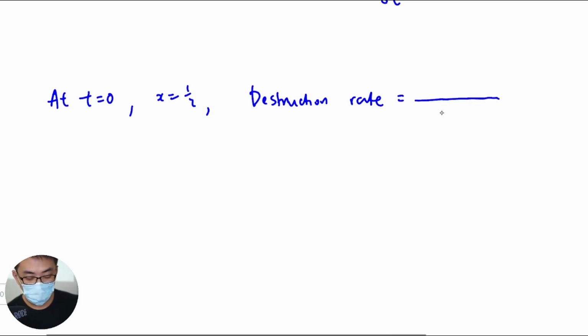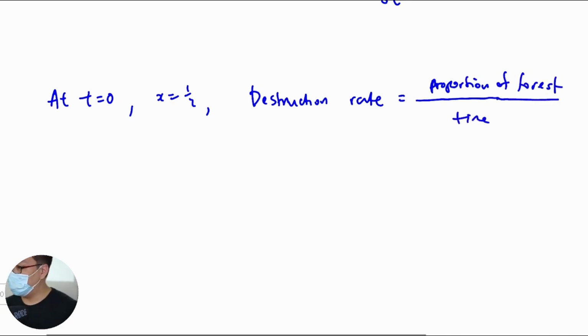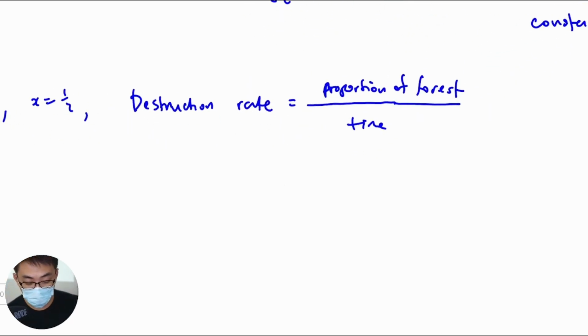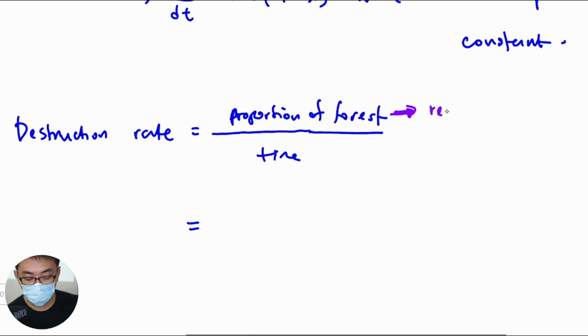The destruction rate is the proportion of forest burned over time, right? Am I right? That's the destruction rate, because you are looking at the destruction. Okay, now the question is this: this proportion of forest here is what? The remaining portion. Remaining is how much?